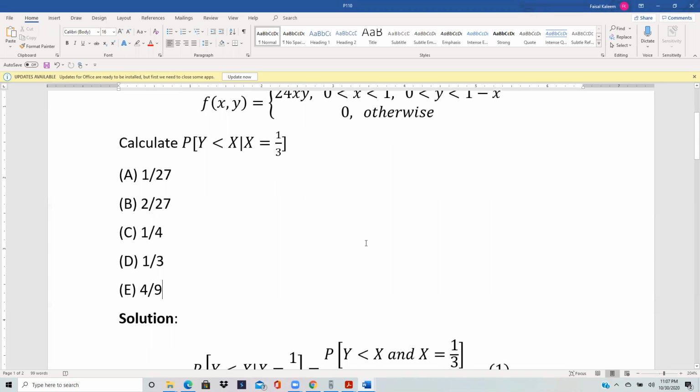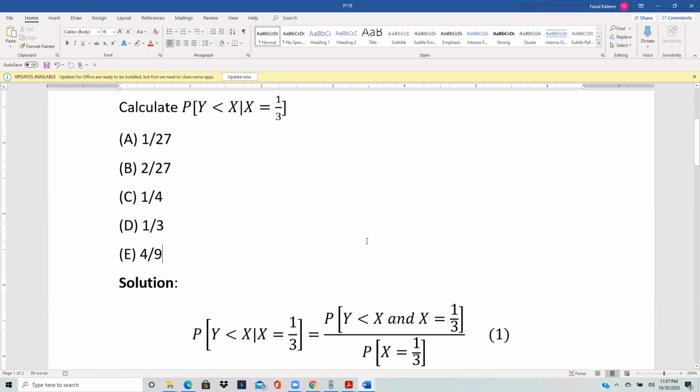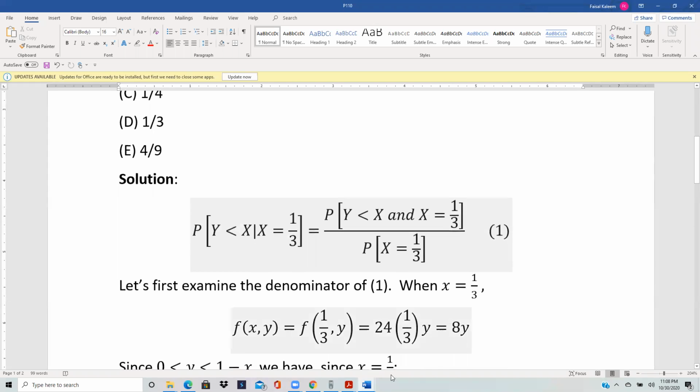So we start by writing our well-known formula. Probability A given B equals probability A and B divided by probability B. So probability this given this would be probability y less than x and x equals 1/3, divided by probability x equals 1/3. Let's first examine the denominator.